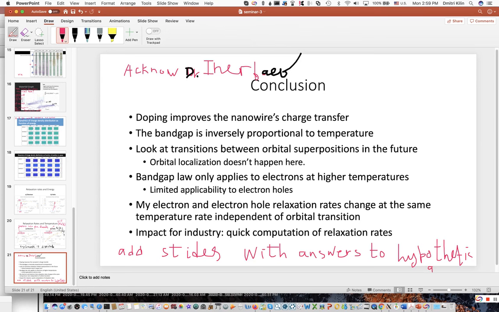So essentially, my research is impactful for industry because if we show that the band gap law has at least some applicability to my relaxation rates, then researchers can compute the relaxation rates quickly using this band gap law as opposed to time-consuming experiments. And yeah, that's it.